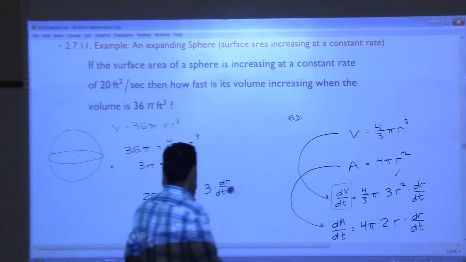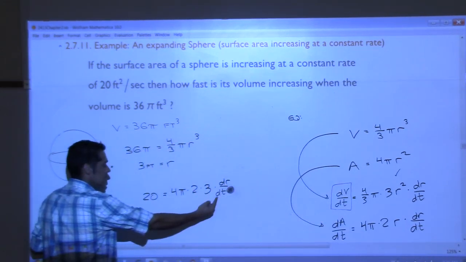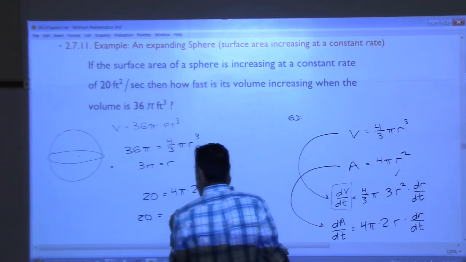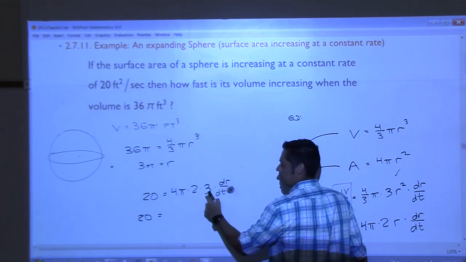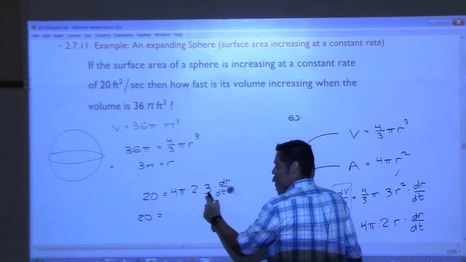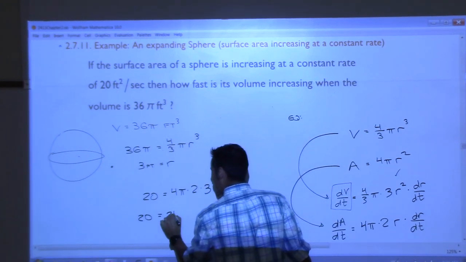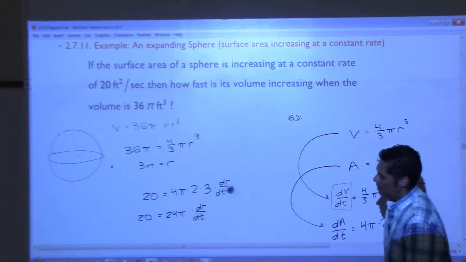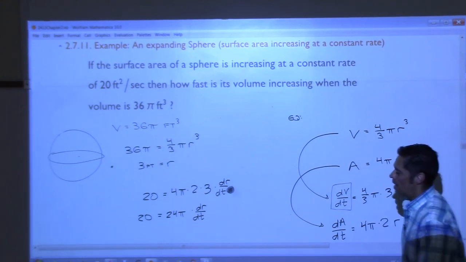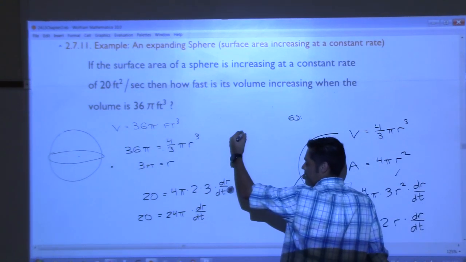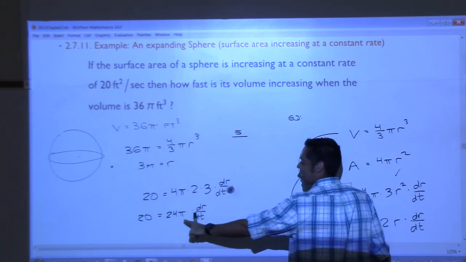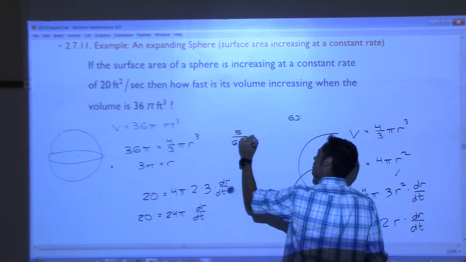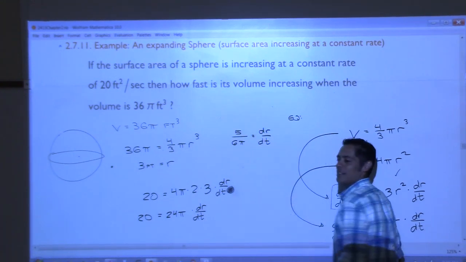However, if I do this, can't I solve for dr/dt? This is 20 equals 8 times 3 is 24. I can't do math today. 24 pi times dr/dt. And then you divide both sides by 24 pi. So what is that? It goes in there. I can't do math today, I'm sorry. 5 over 6 pi equals dr/dt. Agreed?